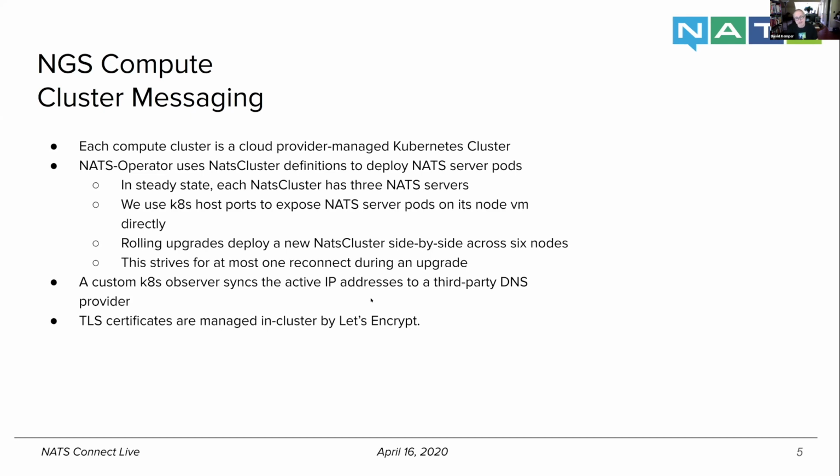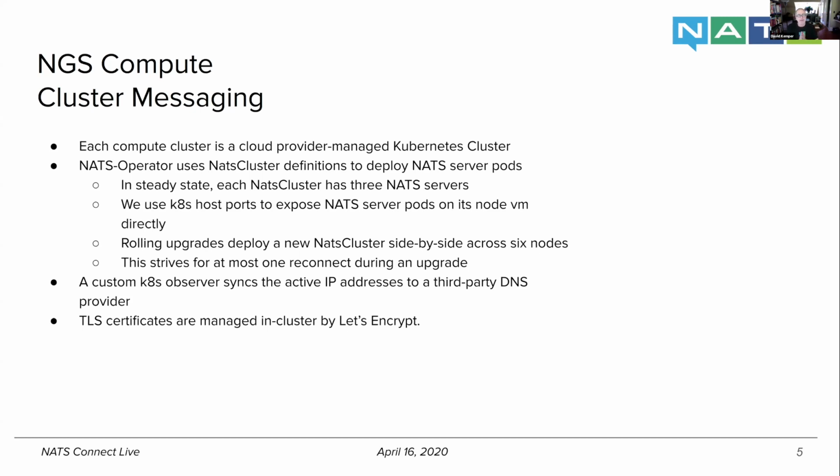Also within each cluster, we have a custom Kubernetes observer that is syncing the IP addresses of the active NATS servers that we have to our third-party DNS provider. And so from the top down, you've got the single connect address, and then based on the geolocation data that we give it, it will resolve to a specific cluster. And from within the cluster, we are keeping those IP addresses in sync.